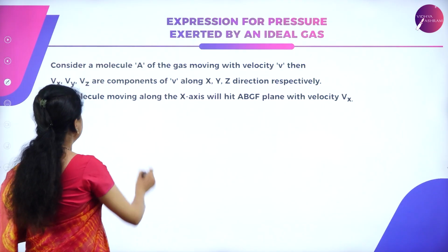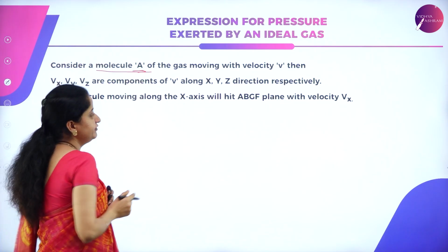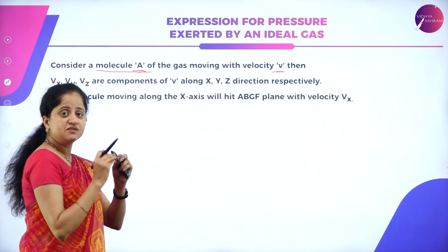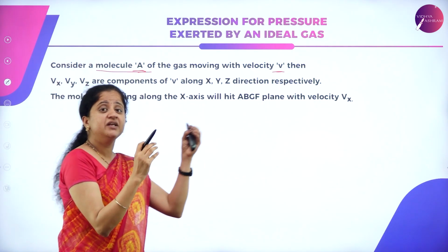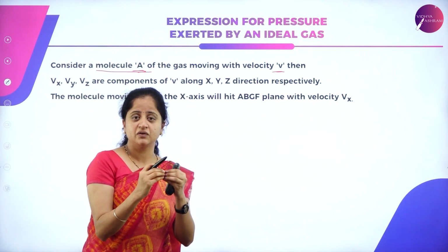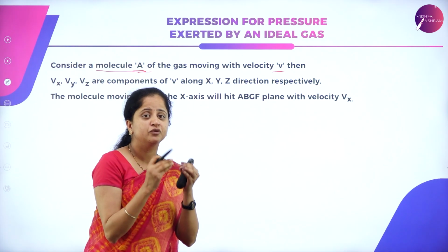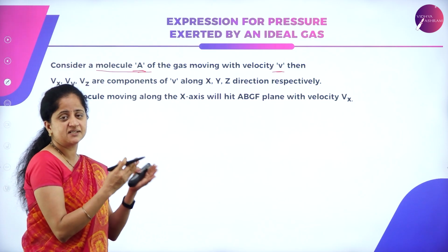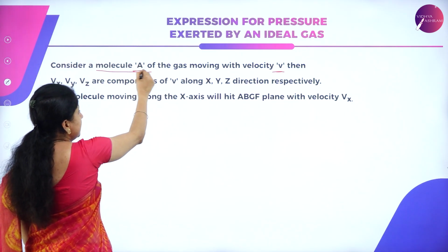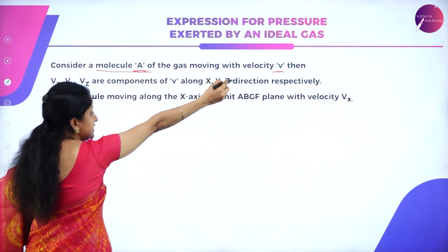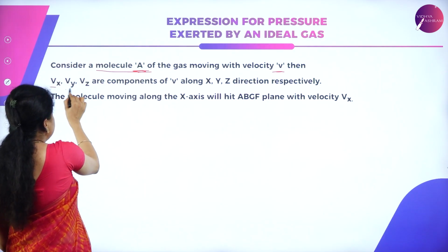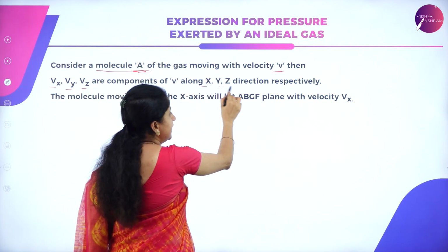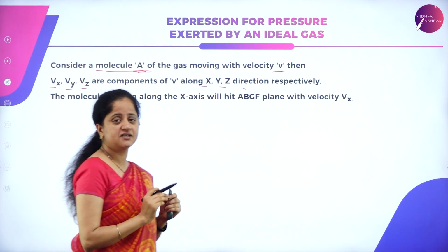So let us say that a molecule A of the gas is moving with the velocity V. It is moving with velocity V, but it can move in any direction. We know that the gas molecule is not restricted to move only in a particular direction. It can randomly move along the x-axis, y-axis as well as the z-axis. So A is the gas molecule which is moving with the velocity V, then Vx, Vy, Vz are the components of V along x, y and z directions respectively.